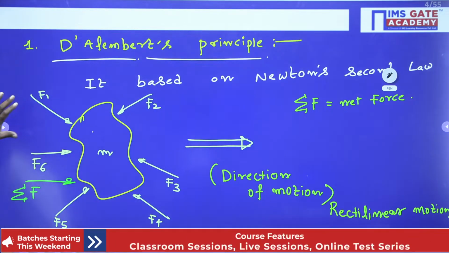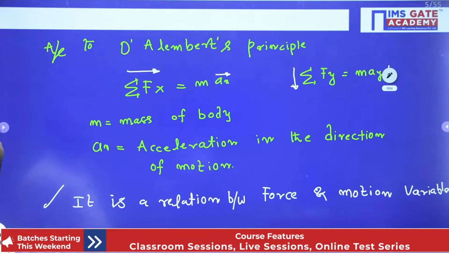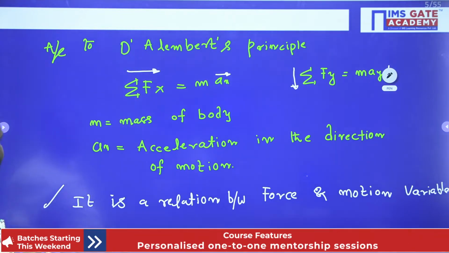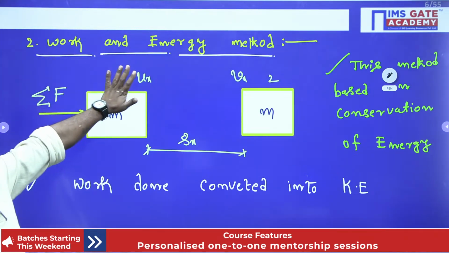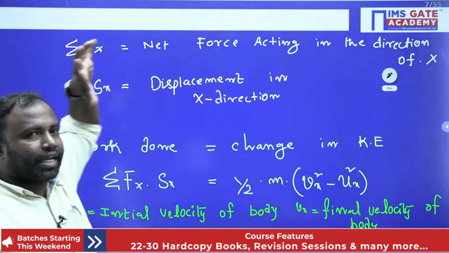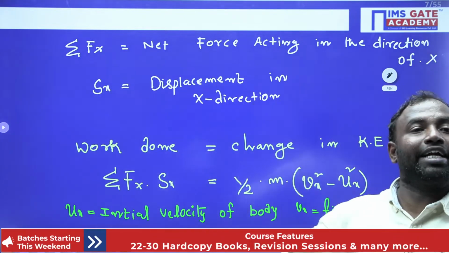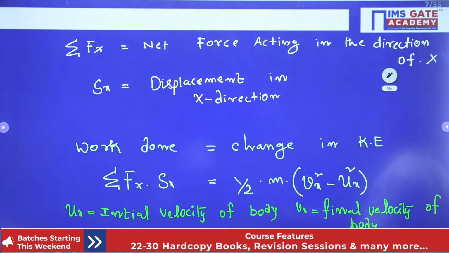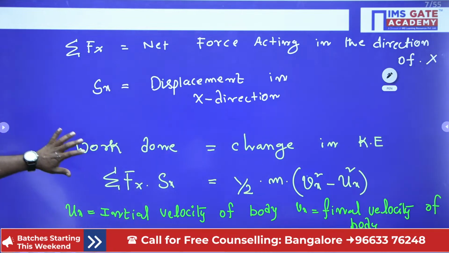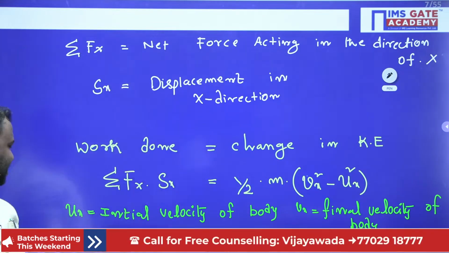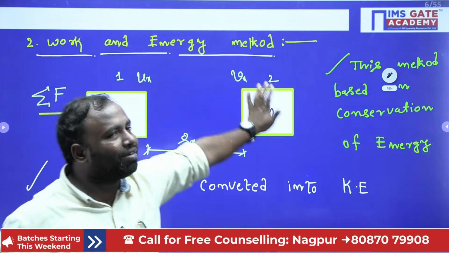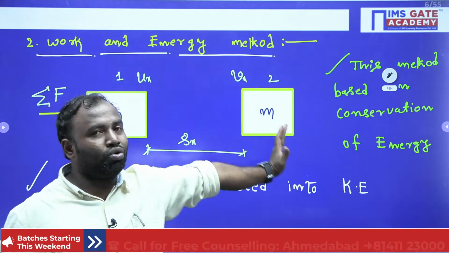Now net force is creating motion in this direction, such that D'Alembert's principle I can write as sigma Fx equal to m into a, right? Next, the work and energy method. What it states is that it is based on conservation of energy, right? If I apply some force onto the body, it is going to create some displacement. Work done is equal to the change in kinetic energy, right? Because of this application of force, the initial velocity of the body reaches the final velocity and it moves from the initial position to the final position, right?